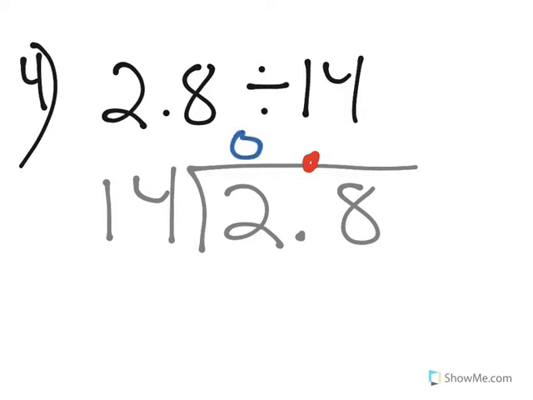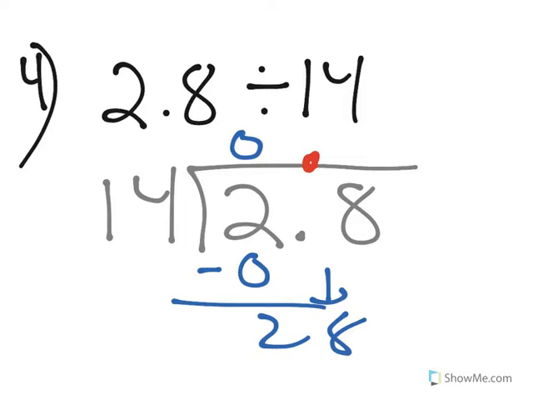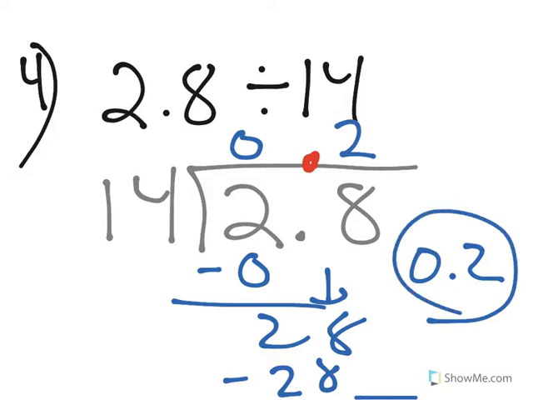14 is not going to 2. 14 will go into 28 2 times. And it terminates, so my answer is 2 tenths.